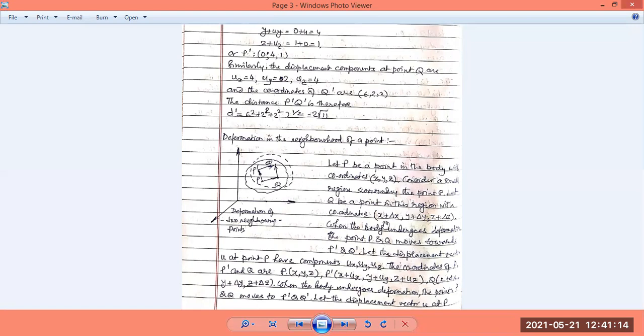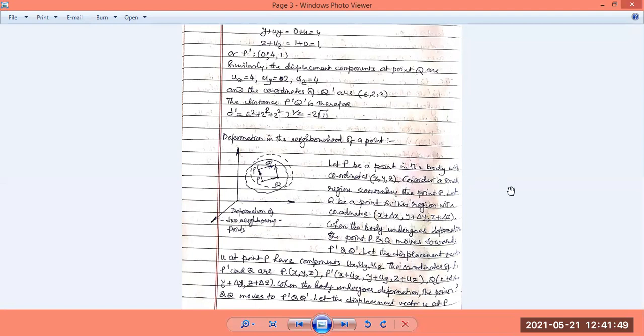Now we have the point P, whose coordinates are given to us, and the point Q, whose coordinates are x plus delta x, y plus delta y, z plus delta z. Because we are considering a very small region surrounding P, and Q is one of the points within this region. As the region is very small, the difference between the coordinates will be infinitesimally small, but they are not the same of course. So this small increment delta x, delta y, and delta z is added to x, y, and z respectively to get the coordinates of the point Q.